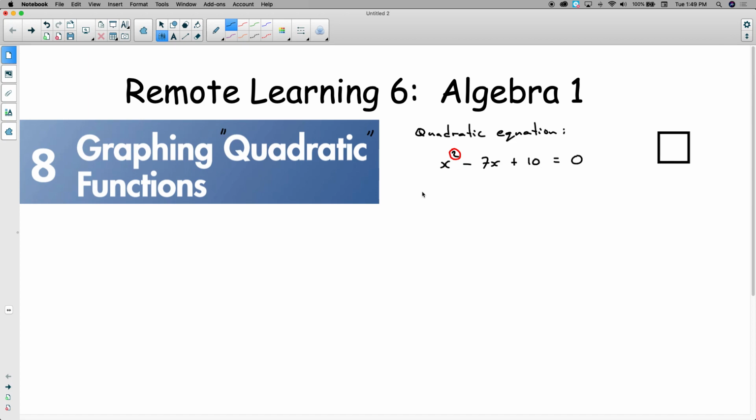Okay, so does it equal 0? Check. Is it factored? No. Think of two numbers game.